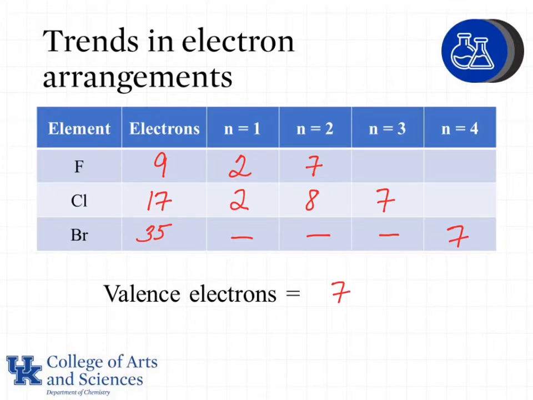So knowing these trends will help us predict the number of valence electrons of many of our elements, even if we just know the number of valence electrons in the element at the top of the column.